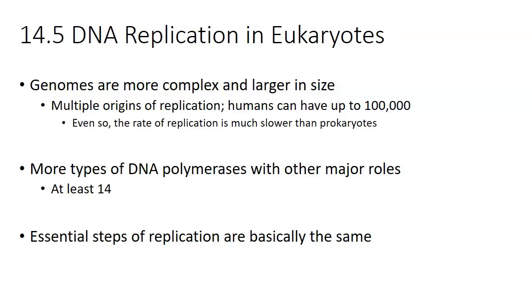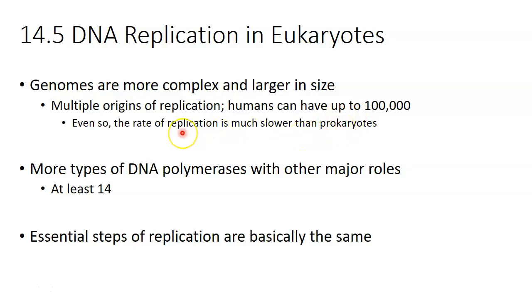Here are some key differences. First off, eukaryotic genomes tend to be much more complex and larger in size. So again, instead of one circular chromosome, humans have 46 linear chromosomes, so a lot more information to copy. Origin of replication: in bacteria with circular chromosomes, there tends to be one origin of replication, whereas in humans, we can have up to 100,000 origins of replication. That's going to help eukaryotic replication to be quicker, still not as quick as what we see in prokaryotes.